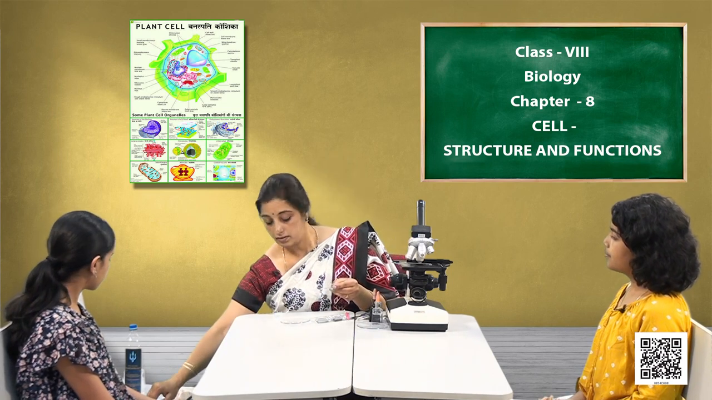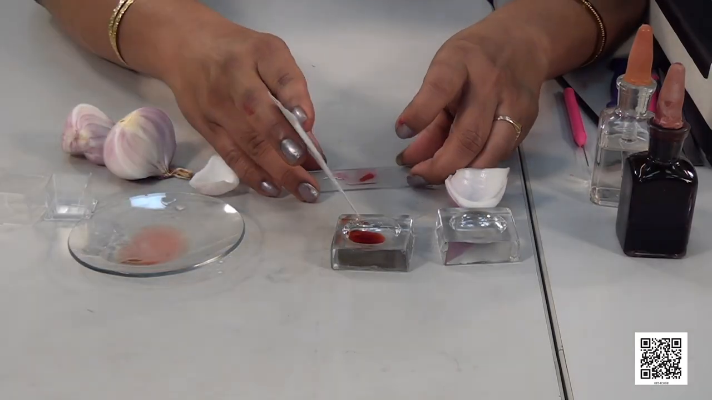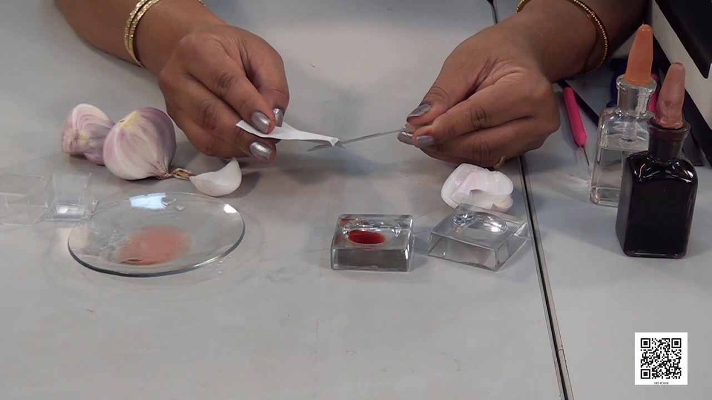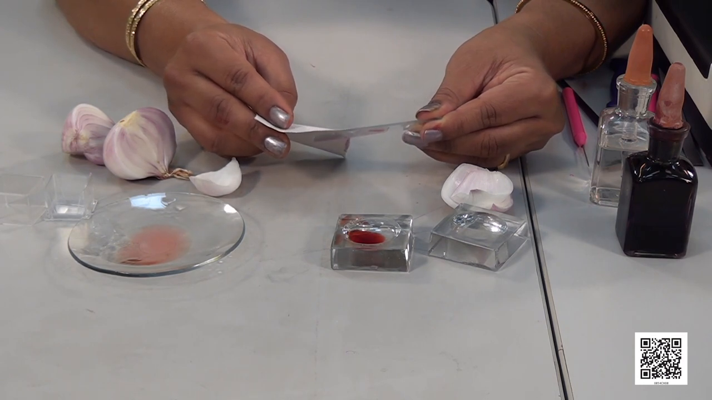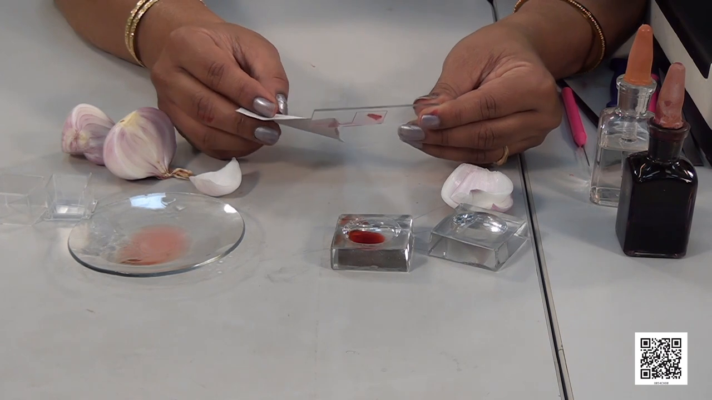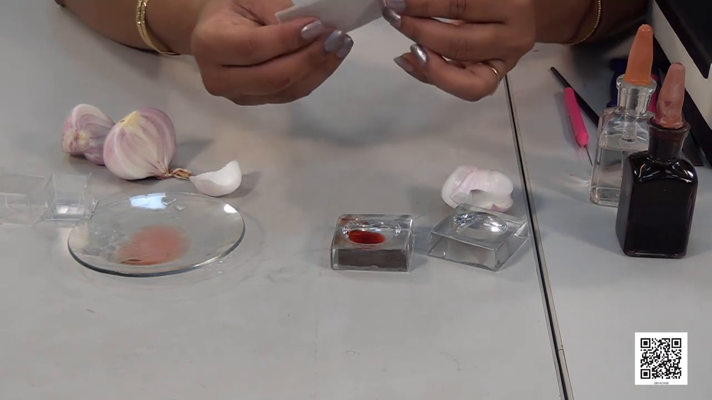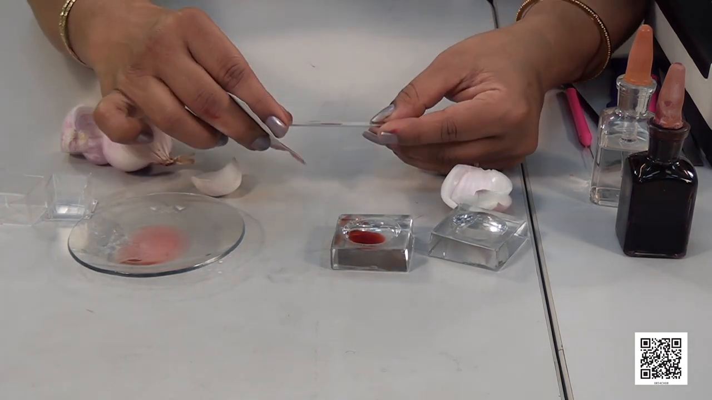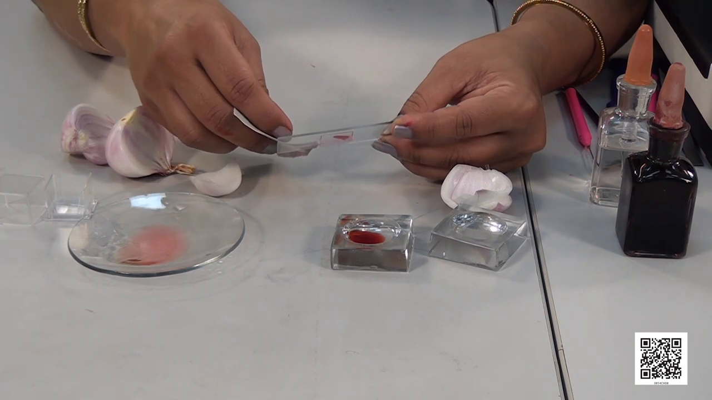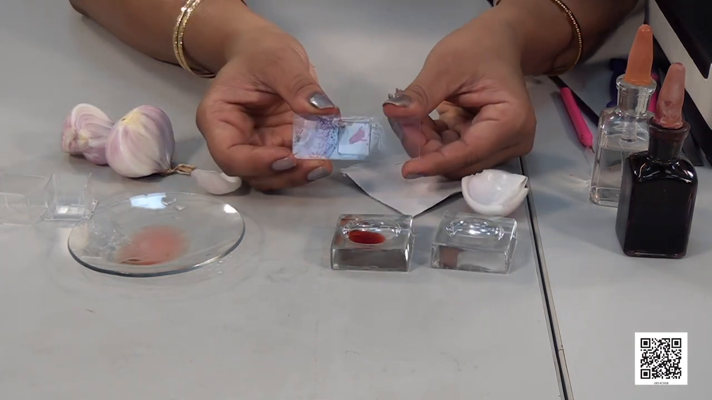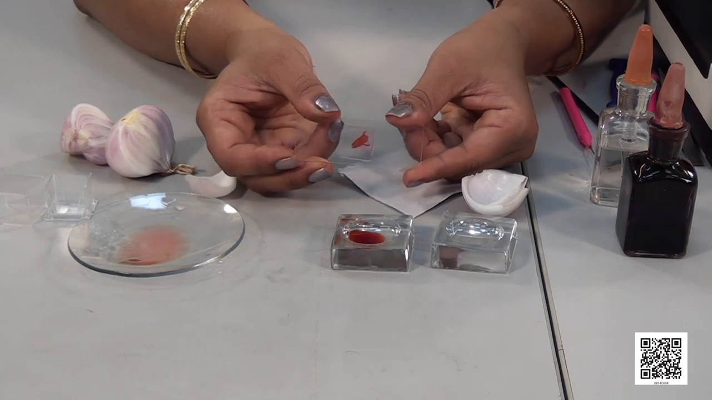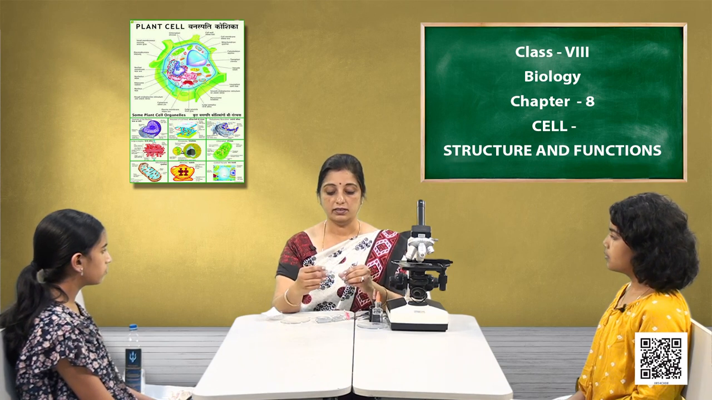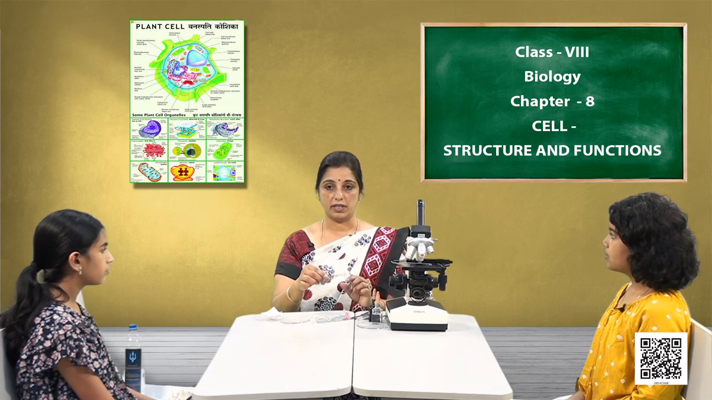Any extra solution, whether it is a stain or glycerin, I'm going to wipe off using this blotting paper. See that the slide is ultra clean before placing it on the stage of the microscope. And see that the material is at the center of the slide. Now the slide is ready for observation. Now let us put this slide under the microscope.